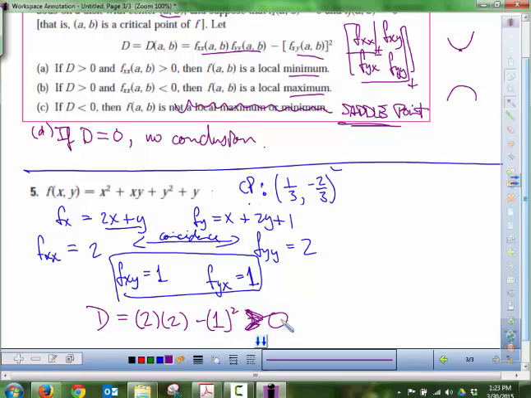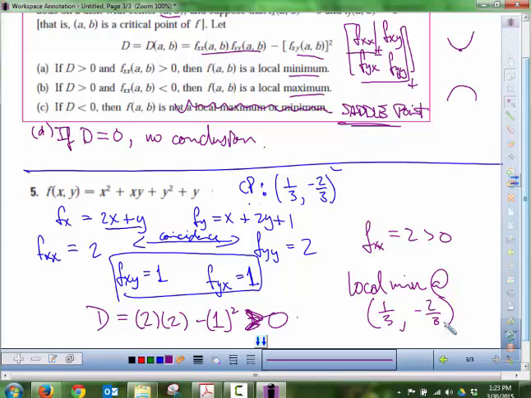So it's positive. And according to this, if we have a positive value, then we have to double check our fxx. So we need fxx, which is equal to 2, which again is positive. So we got a positive and a positive, so we have a local minimum. Local min at 1/3, comma, negative 2/3.